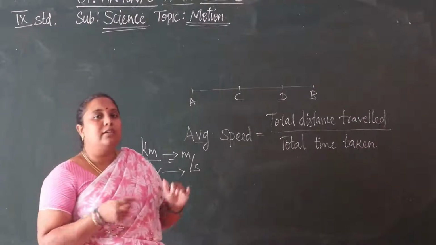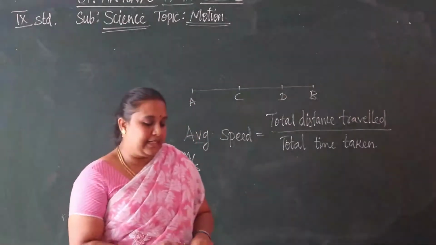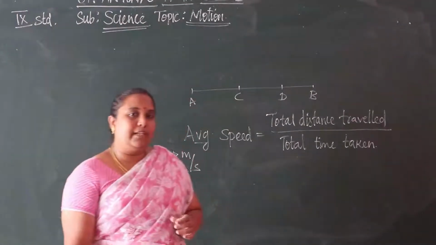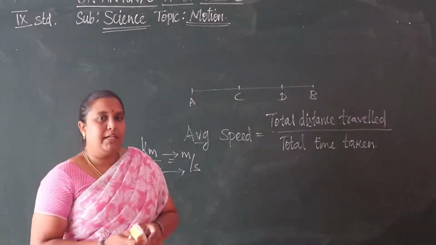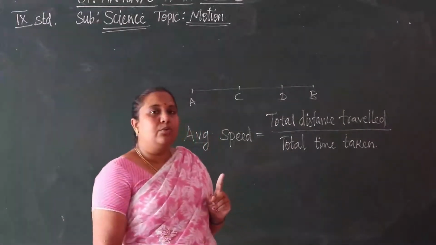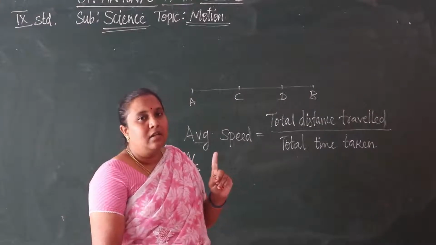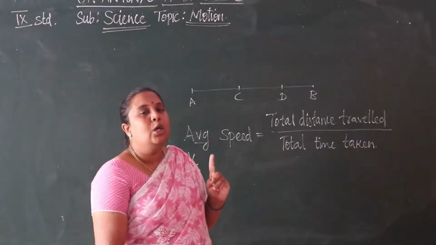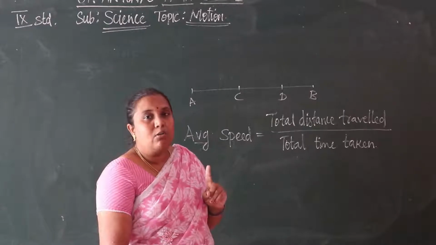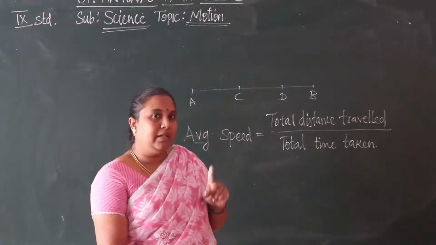So how to convert kilometer per hour to meter per second? Let us see that. Change from kilometer per hour to meter per second. 1 kilometer equals how many meters? 1000 meters. 1 kilometer equals 1000 meters.